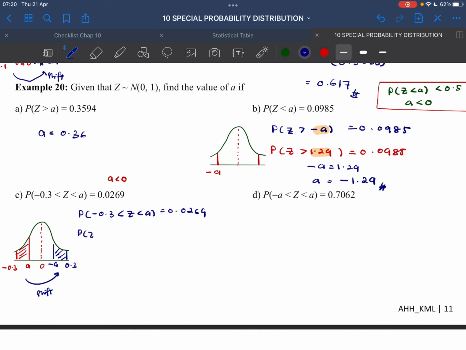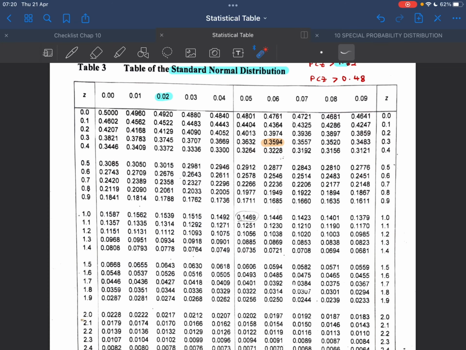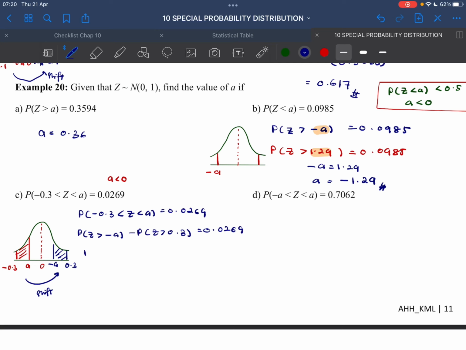which is the same as P(Z > negative A) minus P(Z > 0.3) equals 0.0269. Okay, so whole thing here minus whole thing here. Okay, this one we can just go straight to the table, 0.3. So let's find 0.30, which is 0.3821. Okay, so here we'll have P(Z > negative A) minus 0.3821 equals 0.0269.